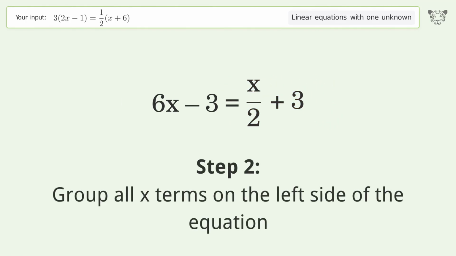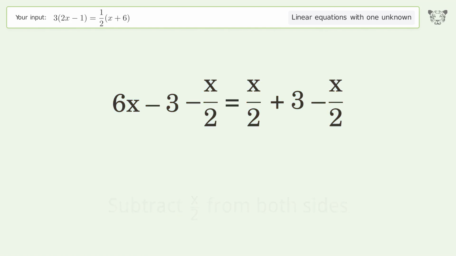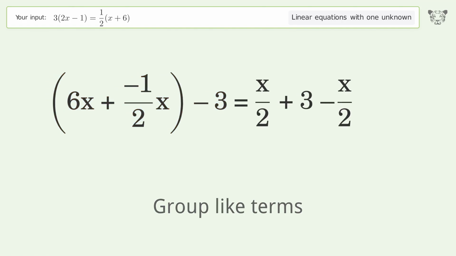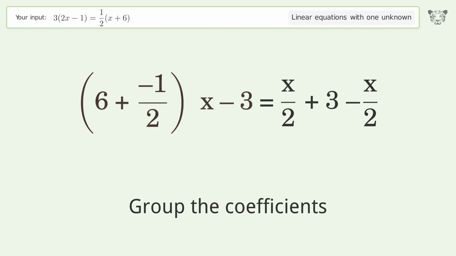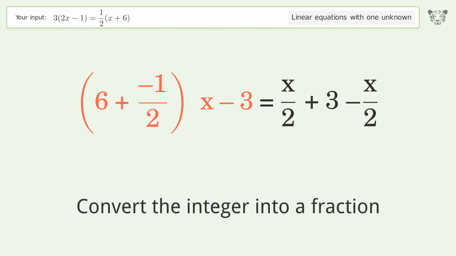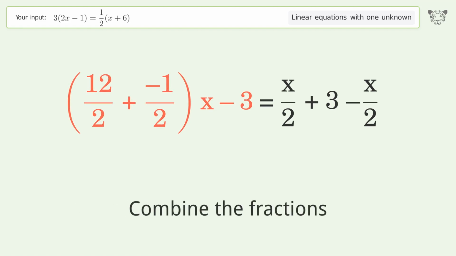Group all x terms on the left side of the equation. Subtract 10/2 from both sides. Group like terms. Group the coefficients. Convert the integer into a fraction. Combine the fractions.